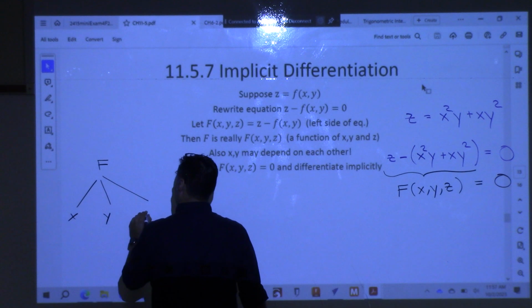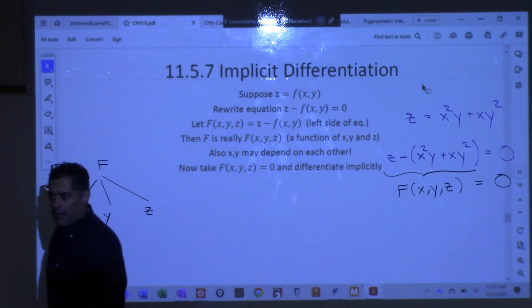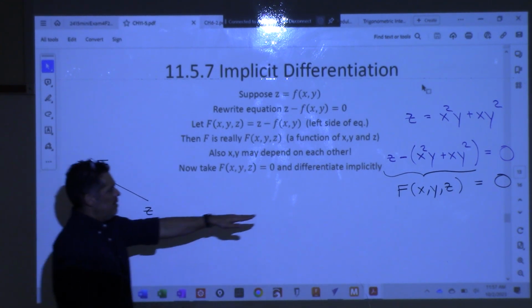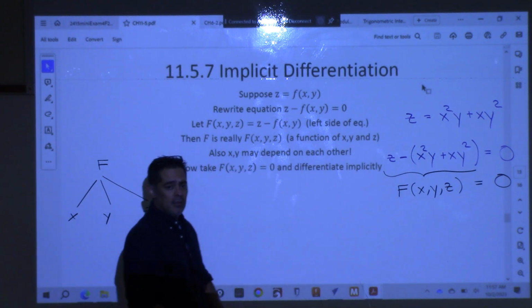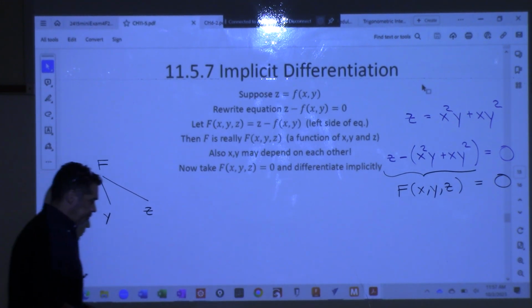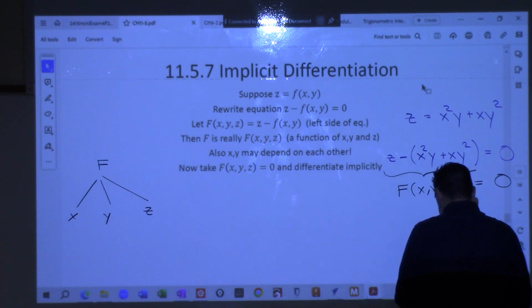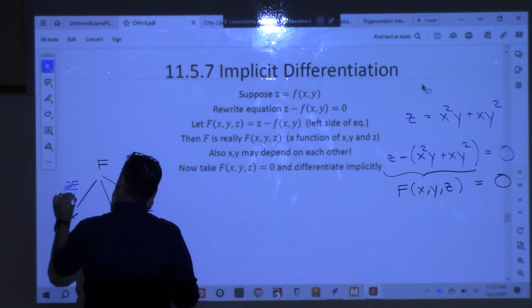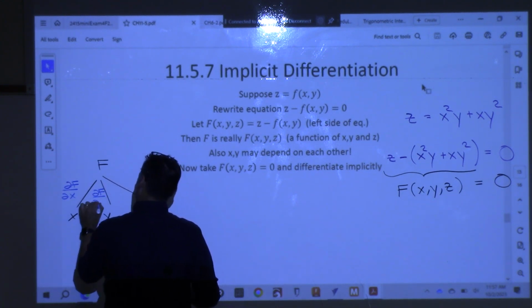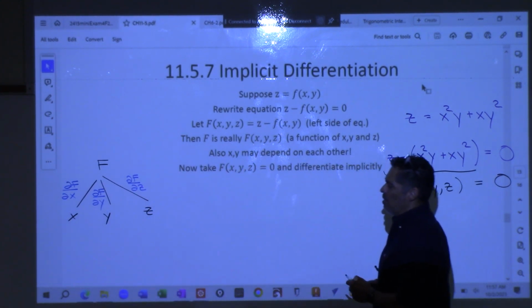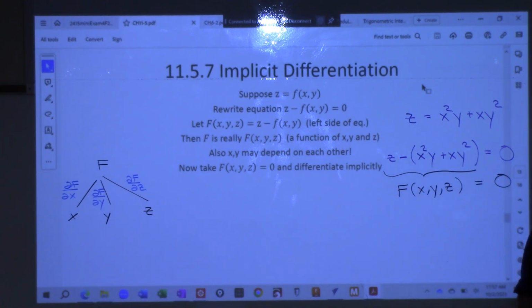X, y, and z. Do you all agree with that? This capital F depends on x, y, and z. So right now, just off of that, what derivatives are on that tree? Partials, right? It's partial of capital F with respect to x, partial capital F with respect to y, partial capital F with respect to z. Y'all agree that that's just the 3 parts of that tree? Yeah? Okay.